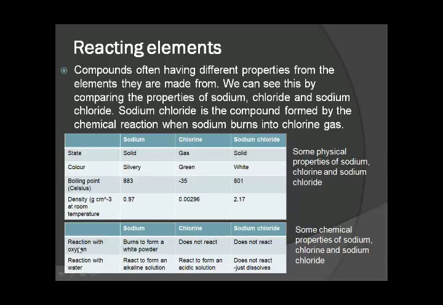In this table, for the reaction with oxygen, sodium reacts with oxygen and burns to form a white powder, chlorine does not react with oxygen, and sodium chloride doesn't react with oxygen either. For the reaction with water, sodium reacts to form an alkaline solution and chlorine reacts to form an acidic solution, while sodium chloride does not react, it just dissolves. This is a comparison of the chemical properties of sodium, chlorine, and sodium chloride. This example gives solid proof of how the elements and their compound form have different properties.